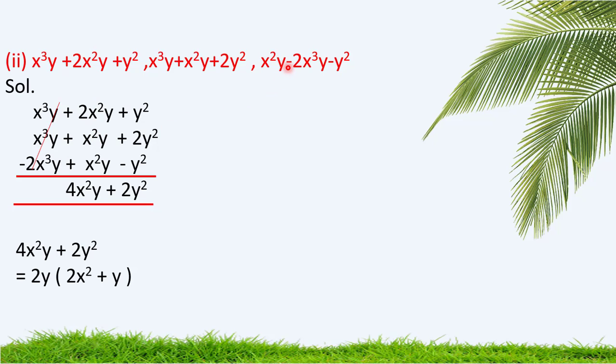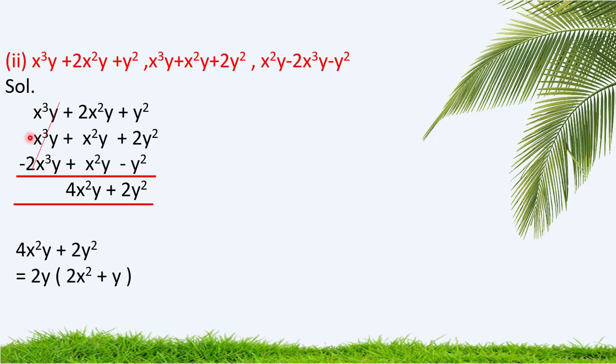After that, minus 2x raised to the power 3y, where we have to write this just below this. We have to write minus y raised to the power 2. So we write here. Now you can see that all these three columns consist of like terms. Now we have to add these like terms.